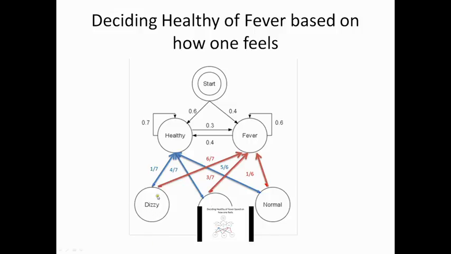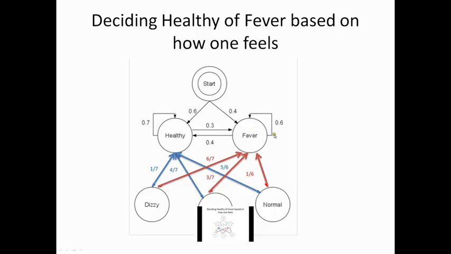If we take the probabilities that we had before and multiply them so that you have 100% in each of these circles, we can determine, if you show up to the doctor and you're dizzy, you have a 1 in 7 chance of being healthy and a 6 in 7 chance of having a fever. If you have a cold, you have a 4 in 7 chance of being healthy and a 3 in 7 chance of having a fever. If you're normal, you have a 5 out of 6 chance of being healthy and a 1 out of 6 chance of having a fever.